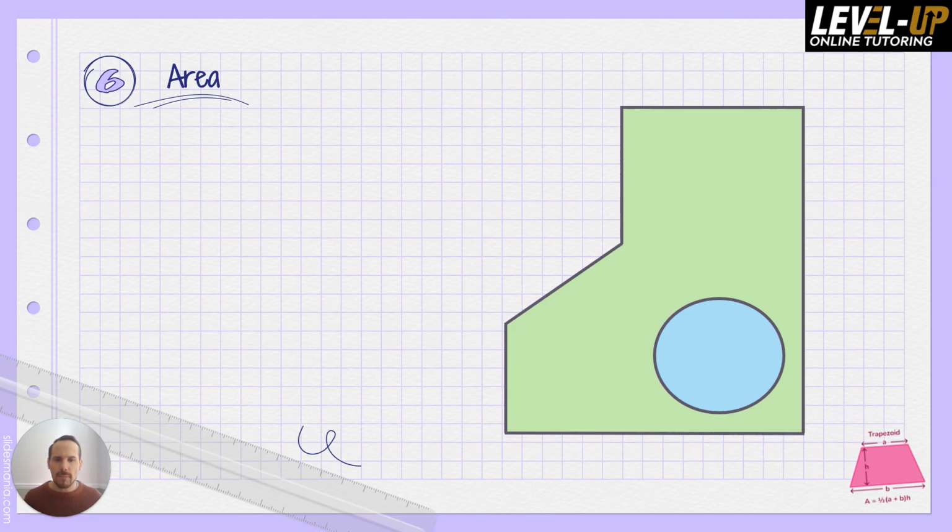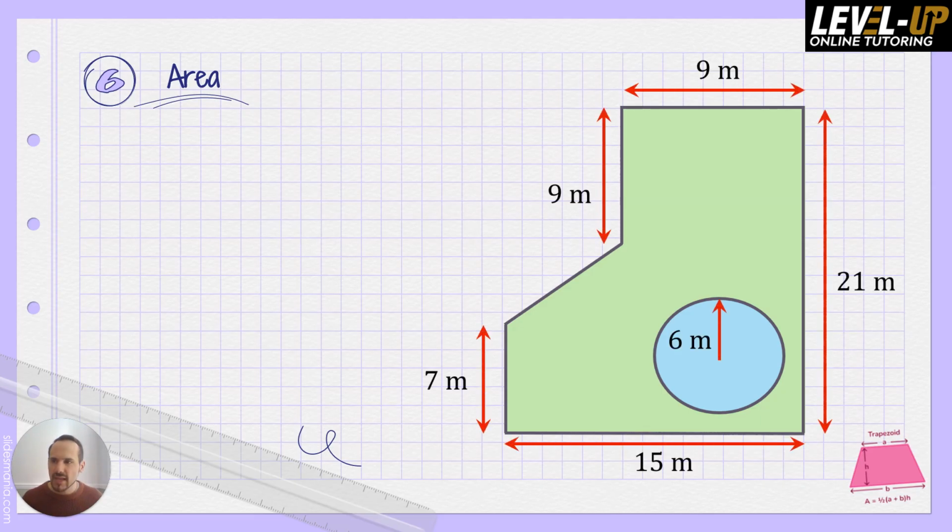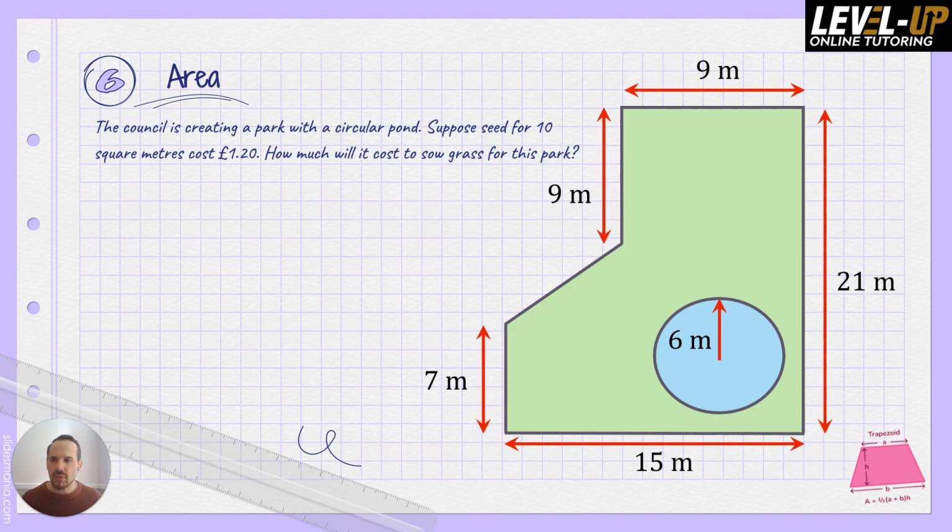Say we've got a park that the local council is going to make, and you see here we've got an area that is green, like the grass, and then a little pond, and we've been given these distances. This is the problem we need to solve. So the council's creating a park with a circular pond. Suppose seed for 10 square meters costs £1.20. How much would it cost to sow grass for the whole park?